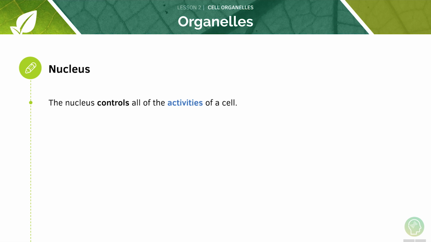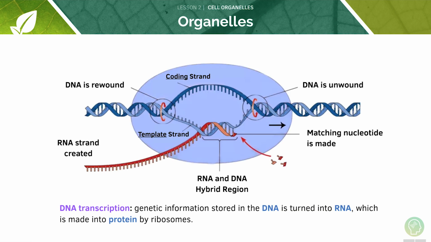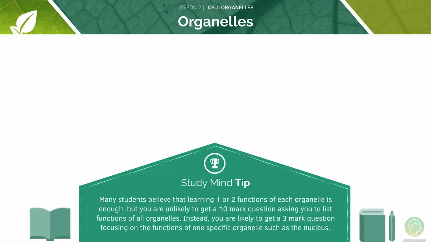The nucleus controls all the activities of the cell. Because the nucleus houses the DNA, the nucleus also regulates all cellular processes. It does so by not only regulating the replication of DNA, but also by regulating the process known as DNA transcription. This is the process by which the genetic information stored in the DNA is turned into RNA, which in turn can be made into protein by ribosomes.